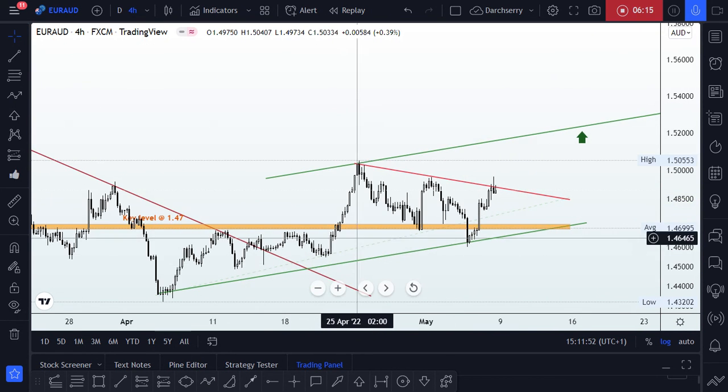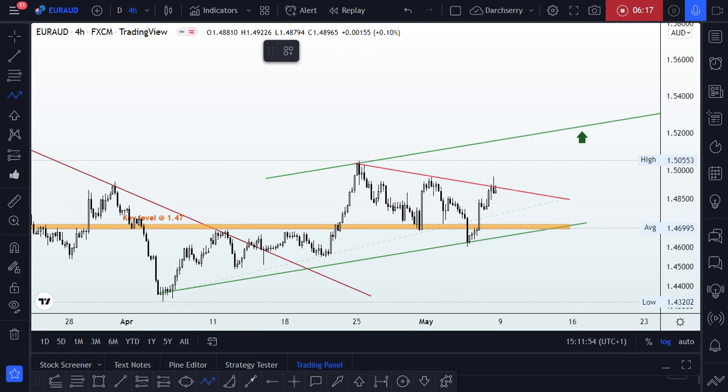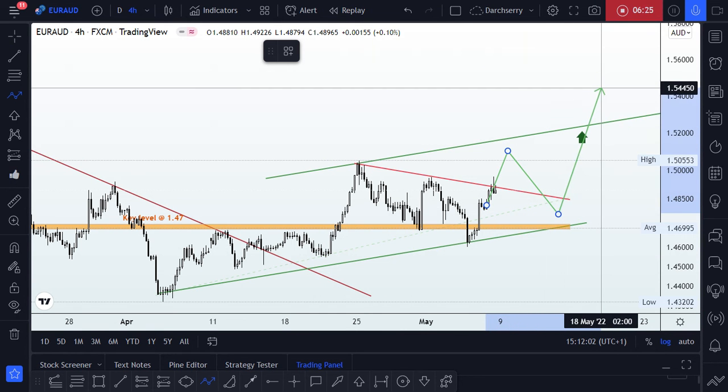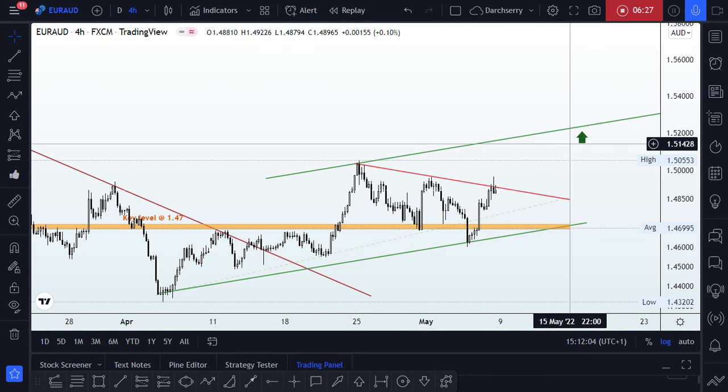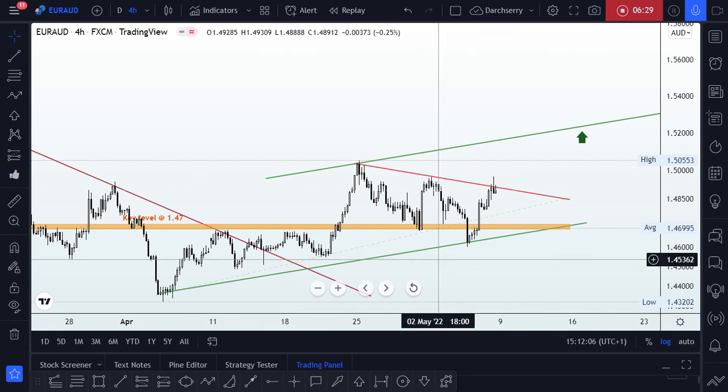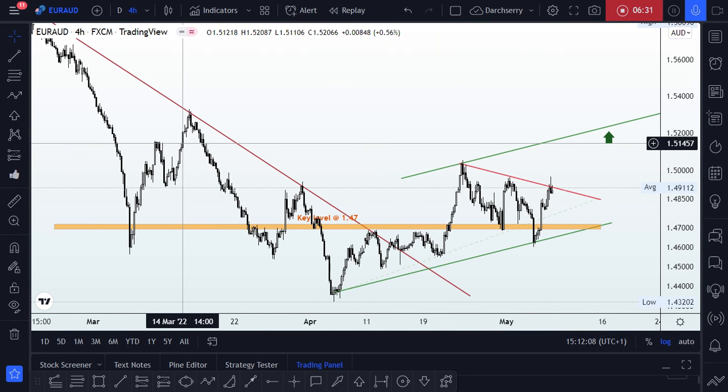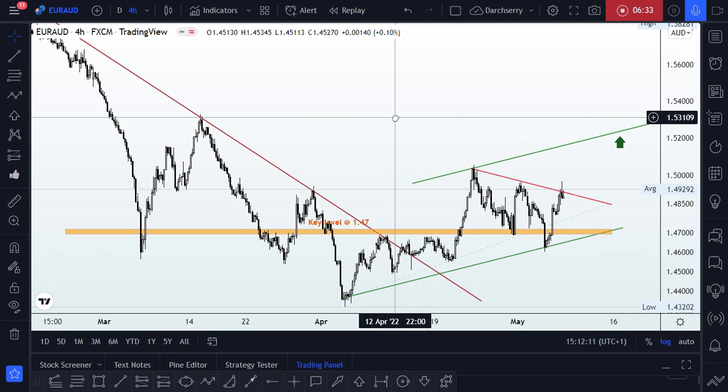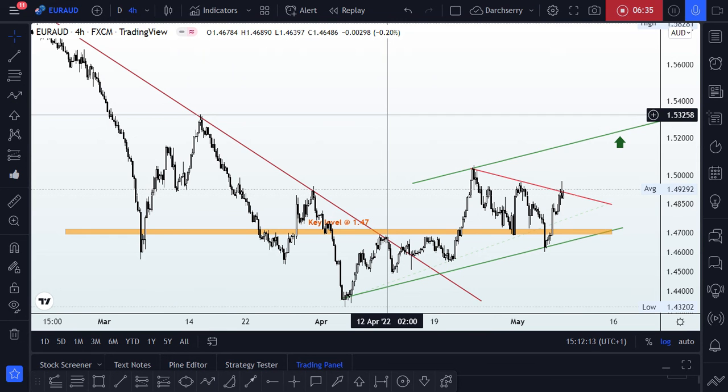However, a breakout of structure at this point could be a signal that buyers are having more confidence in the euro against the Aussie in the coming week. So with this view in hand, I would like to pause the video here, and upon market open, I will give an update in the comment section below on my TradingView account as and when due.